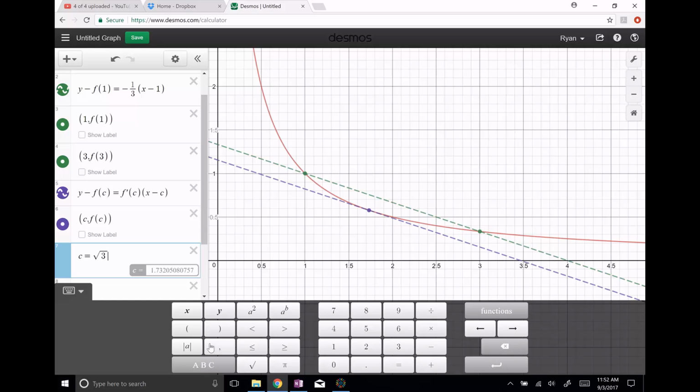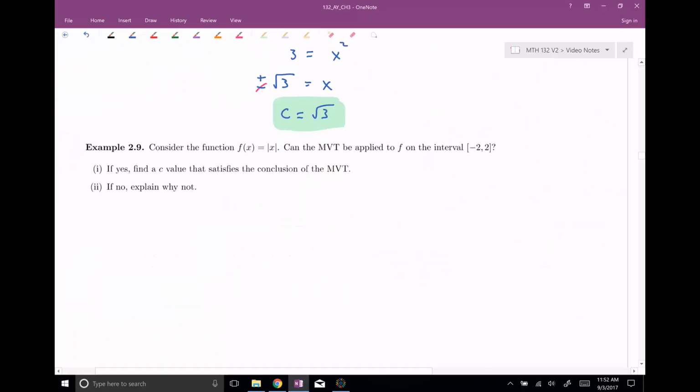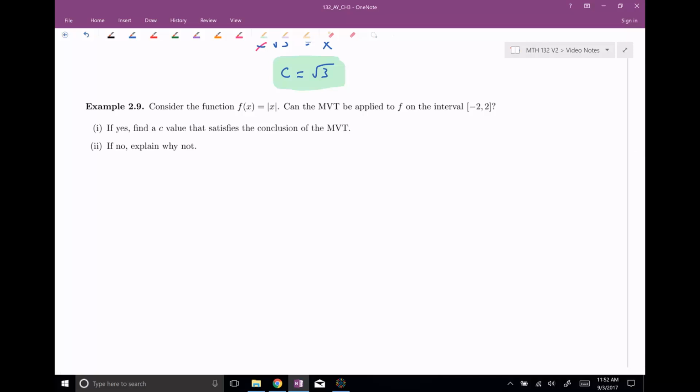All right, we have one more example to go through. Consider the function with the absolute value, right? F of x is equal to the absolute value of x, and I want to know, can the mean value theorem be applied on the interval from negative 2 to 2? If yes, you know the drill, right? It's a standard question that we've done a couple times now. Pause the video, take 2 minutes, get as far as you can, and then I'll spoil the surprise.